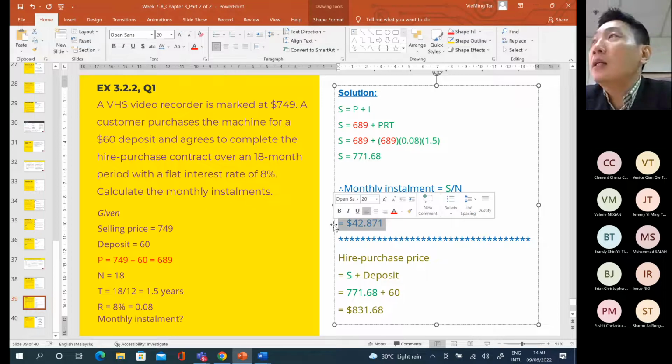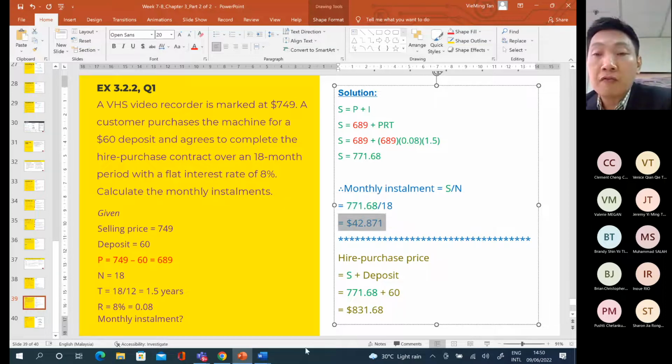Okay, let's say if the question is asking for another, this is an additional question, but using the case study. Let's say now you are asked to calculate hire purchase price. Hire purchase price means the total price that has to be paid by the customer under this hire purchase agreement. How much? So what is the formula? The formula is using S. S is the total repayment that will be made in future, plus the deposit made at the beginning of the agreement period. So S plus deposit.